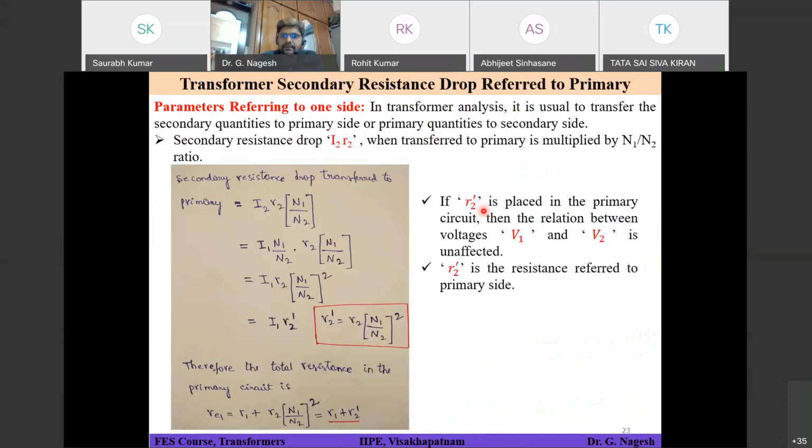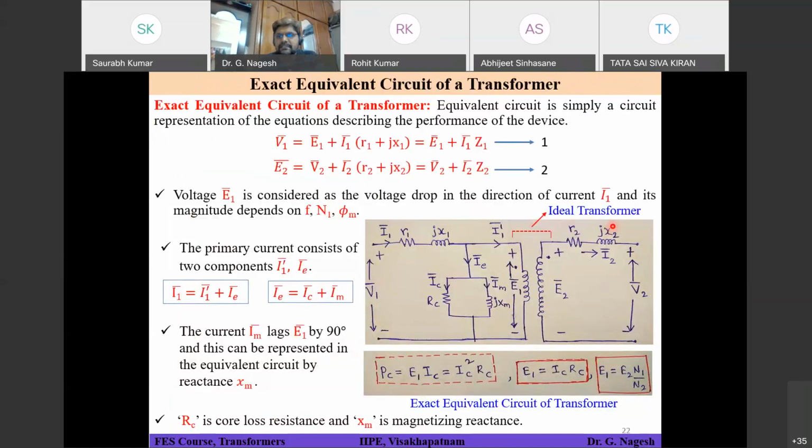Okay. Right. So we have seen what is the equivalent resistance onto the primary side. What could be the equivalent reactance onto the primary side? If X2 is the reactance on the secondary side, what will be the equivalent if I transfer onto the primary side? You should be able to say. X2 into N1 by N2 whole square. X2 dash is equal to X2 into N1 divided by N2 whole square.